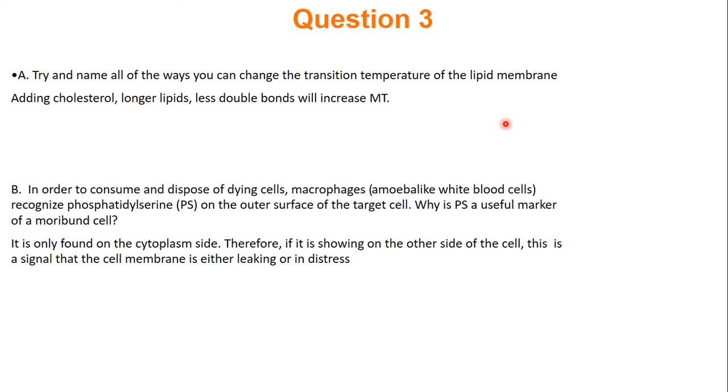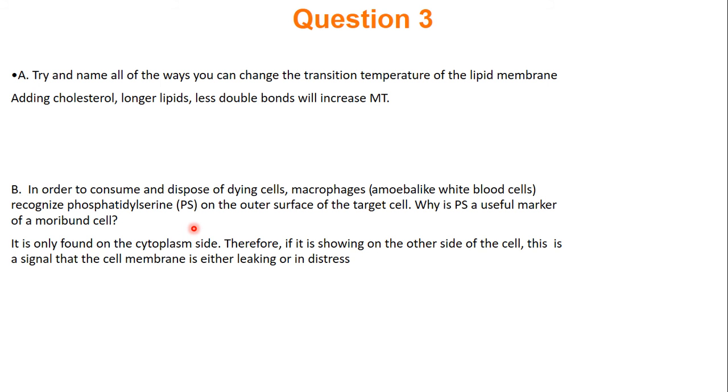So question 3. This kind of ties back to our discussion on lipid properties, and now relating them to the membrane. So what are all the ways we can change the transition temperature of the lipid membrane? We can add cholesterol, we can have longer lipid tails, and we can have less double bonds. All three of these will increase the melting temperature of the plasma membrane.